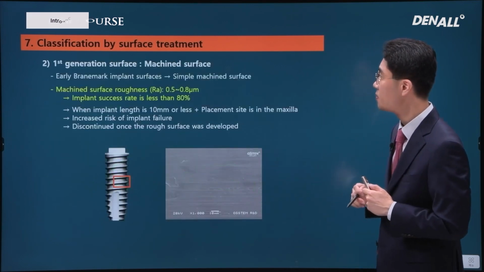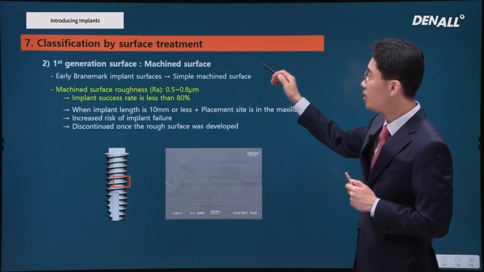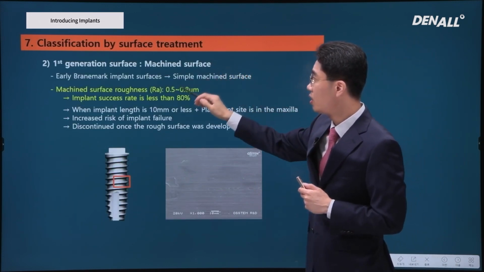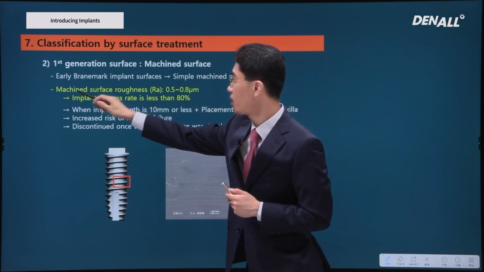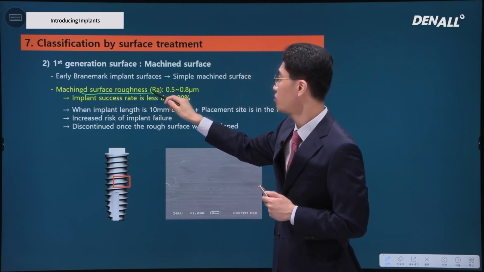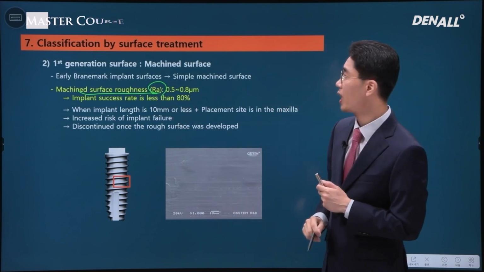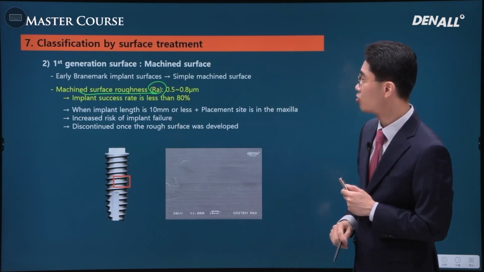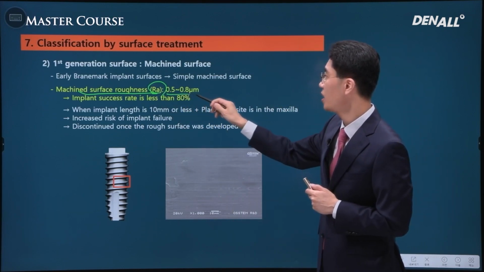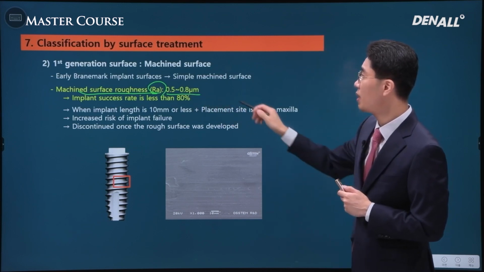First generation surface is machined surface. Let's look at the surface roughness. It is frequently referred to as RA. Let's look at the figure. It is between 0.5 to 0.8 micrometer.